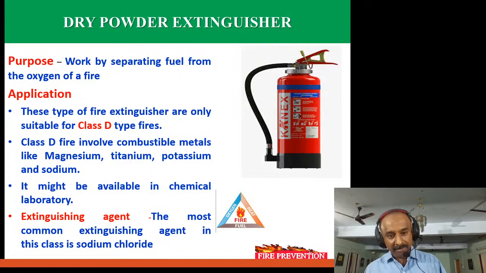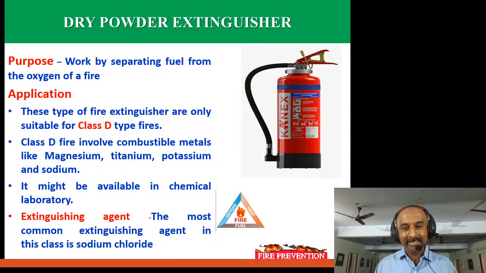Next one, dry powder extinguishers. The dry powder extinguisher is more suitable for class D fire, which involves combustible metal. The purpose remains the same: it works by separating the fuel and the oxygen of the fire, which is sufficient to cut off the fire.